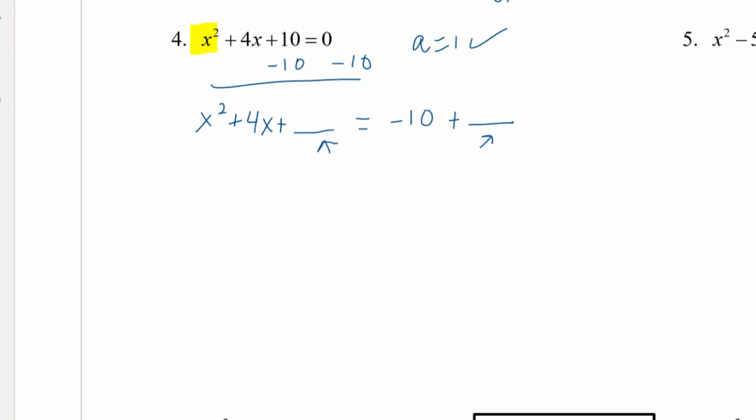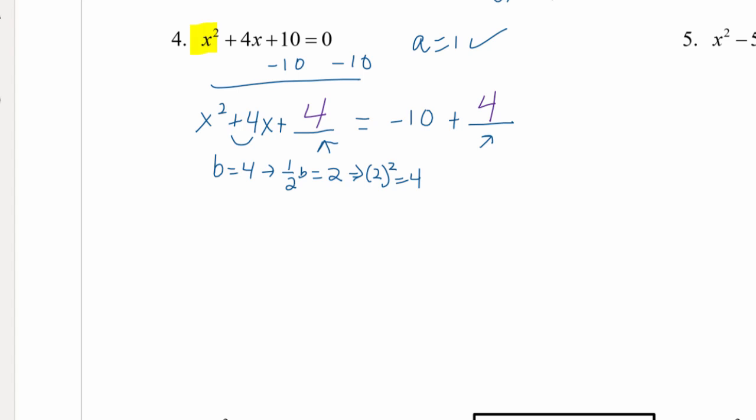Okay, step number 3. This is where we complete the square. So we're going to look at b on the left-hand side, which is 4. b equals 4. We're going to take half of that. So half of b is 2. We're going to square that. So 2 squared is 4, and that's what gets added here, here and here.